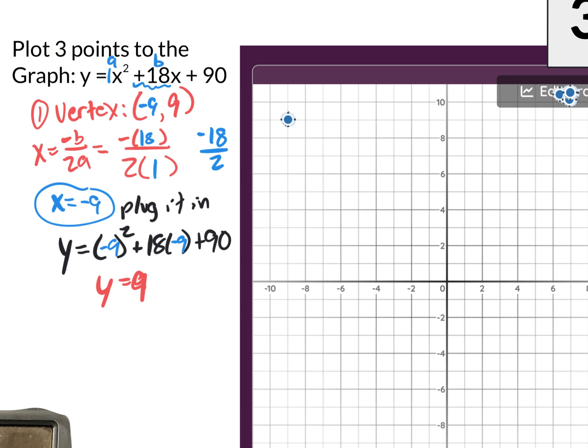So if you use the pattern 1, 1, 2, 4, 3, 9, because the a value is positive 1, you go 1 over 1 up, and you would put a dot right there. And if you map that over to the other side or go 1 over 1 up in the other direction, it would be right there. And that is it. They're only asking for 3 points. We have 3 points. Yes, technically, if you were graphing on paper, you would draw your arrows going this way because it is a parabola that opens up at that vertex of negative 9, positive 9.